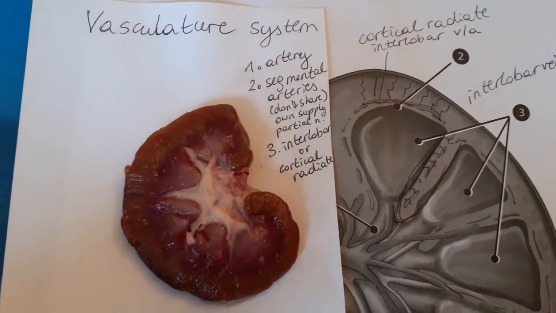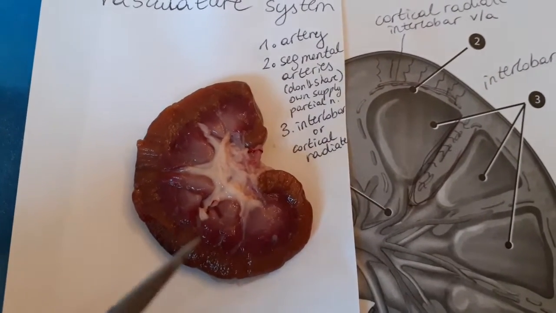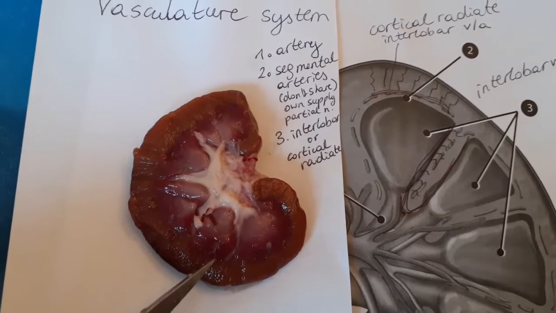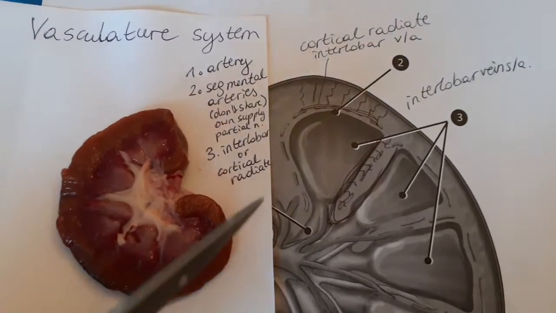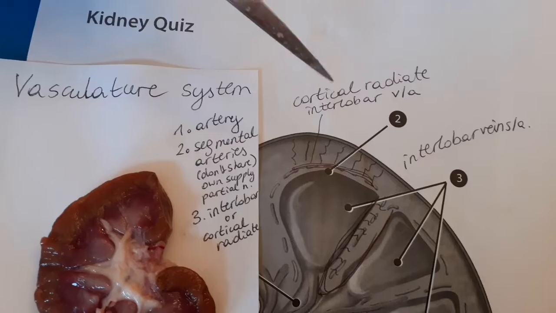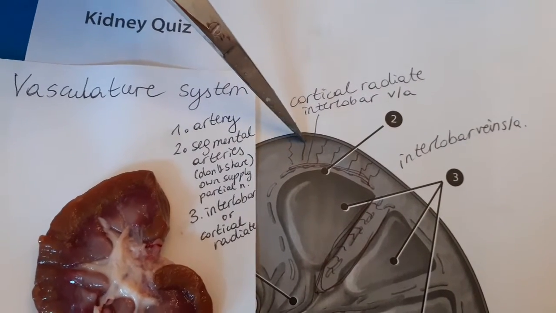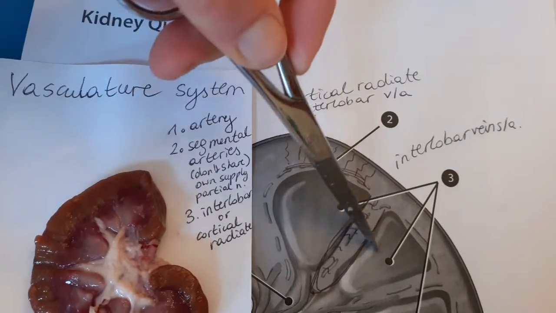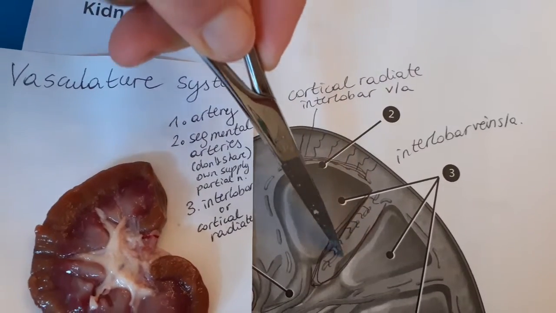And when we go then into the kidney, we find interlobular or cortical radiate arteries or veins. So here in our diagram, these little ones would be the cortical radiate interlobular veins or arteries, and in here they are called interlobar veins or arteries.